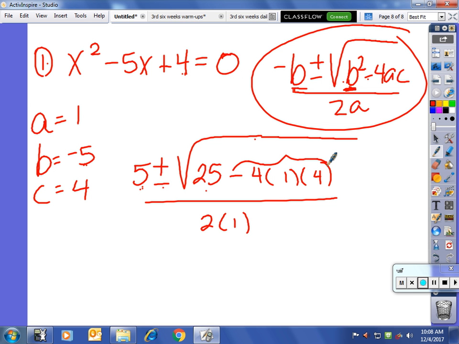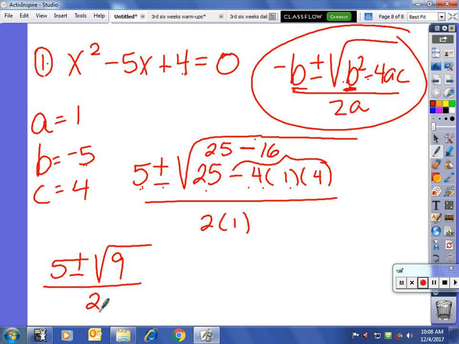I always determine the sign first. And then I can just do the multiplying and not worry about the sign. I know it's going to be a 25, and I know it's going to be a negative cluster. What's 4 times 1 times 4? Yeah, it's going to be a -16. -4 times 1 times 4 is -16. Alright, so what is 25 minus 16? 9. So now I have 5 plus or minus the square root of 9, all divided by 2.